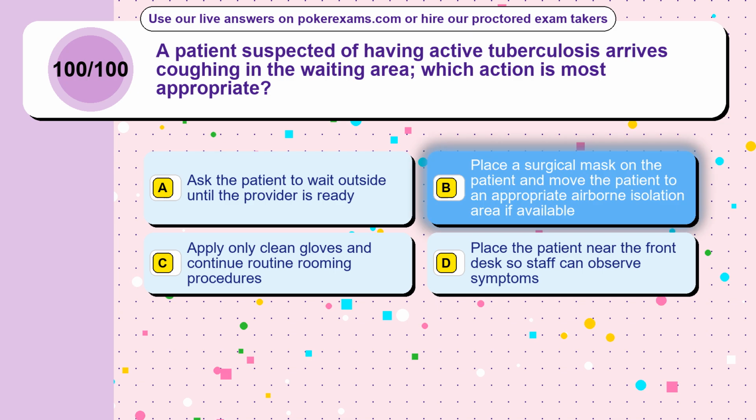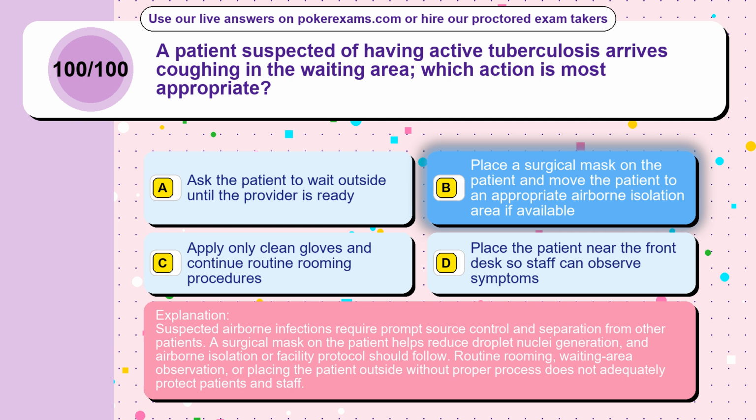The correct answer is option B. Place a surgical mask on the patient and move the patient to an appropriate airborne isolation area if available. Suspected airborne infections require prompt source control and separation from other patients. A surgical mask on the patient helps reduce droplet nuclei generation, and airborne isolation or facility protocol should follow. Routine rooming, waiting area observation, or placing the patient outside without proper process does not adequately protect patients and staff.